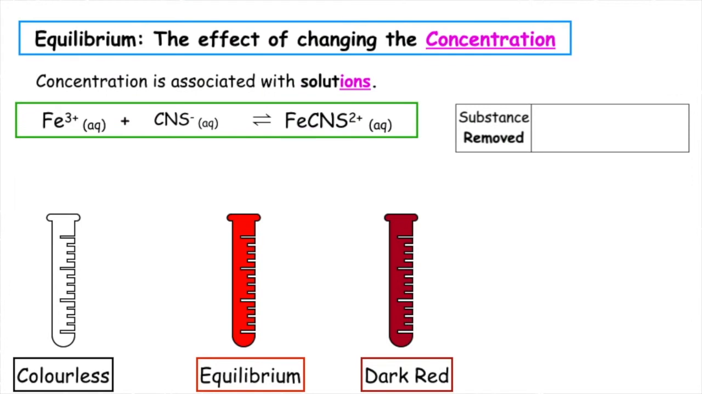So what would happen if we actually removed a particular ion? Let's take our CNS minus, and if I was to remove that from the equilibrium mixture, that means that the concentrations are no longer constant. This is going to change the position of equilibrium. I'm wanting to replace the CNS minus, which had been removed. This means that the position of equilibrium would move to the left, meaning that my product would break up to produce more of my CNS minus, which had been removed. This means that the colour which would be observed is colourless.